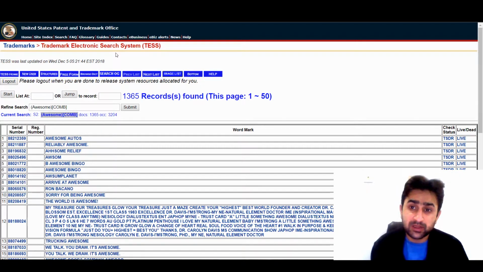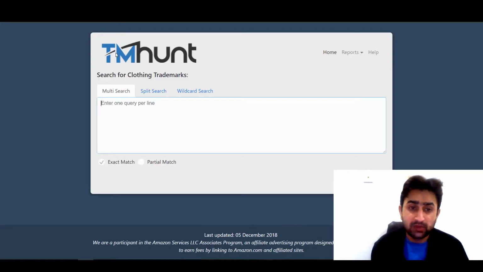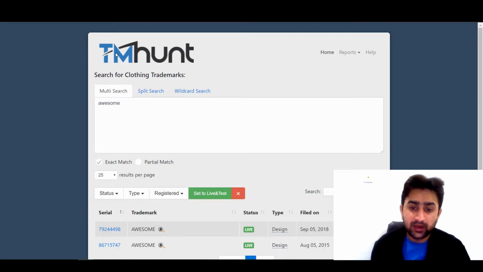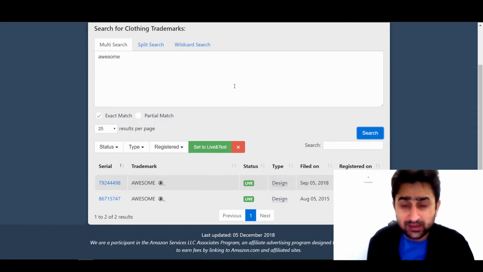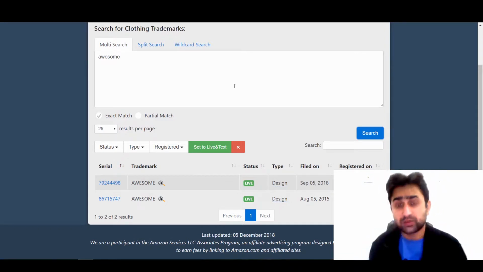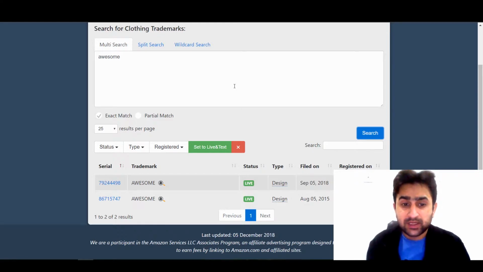There is another website called tmhunt.com. On this website you can type the phrase awesome, and you'll see that it has shown you only 2 results. Now why is this website showing you only 2 results and the USPTO website has shown you thousands of results? It is because trademarks are made against certain types of products or certain types of services.